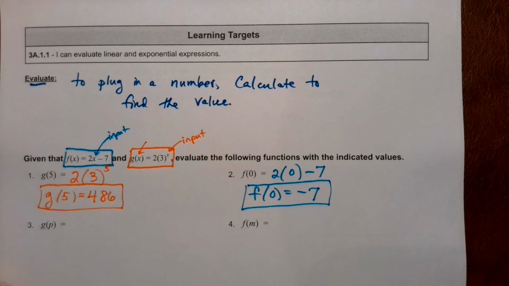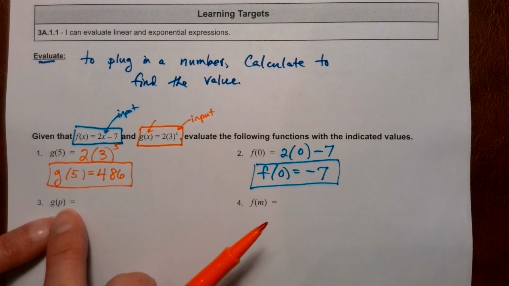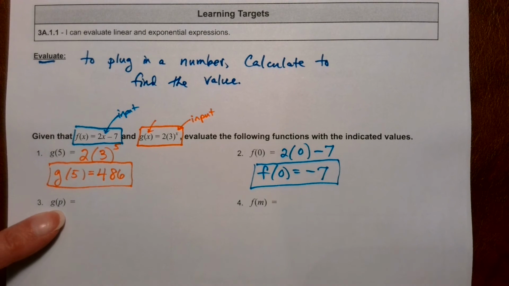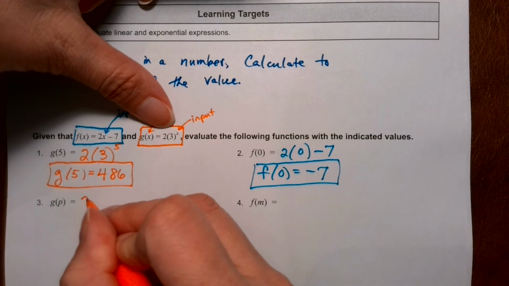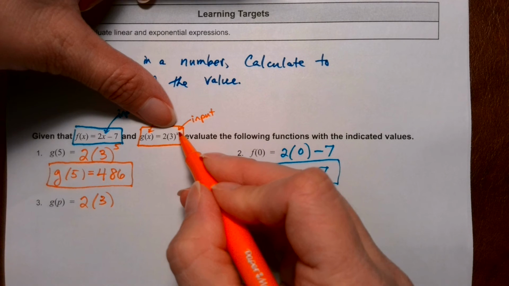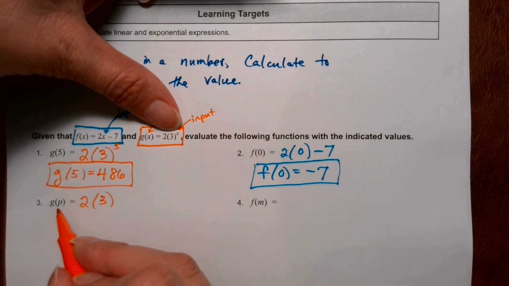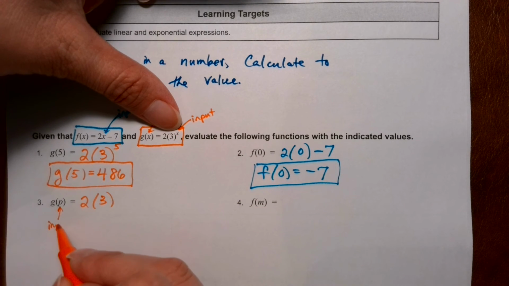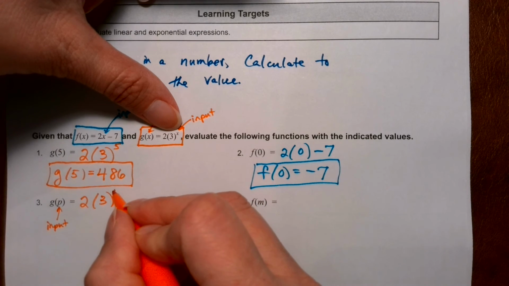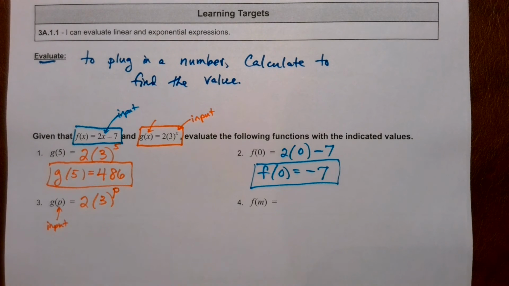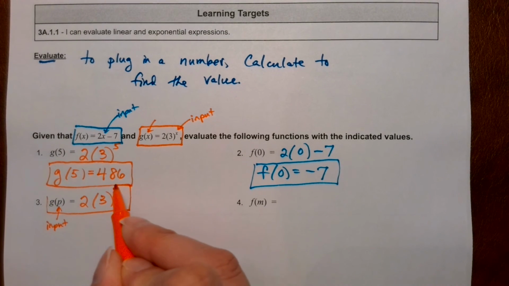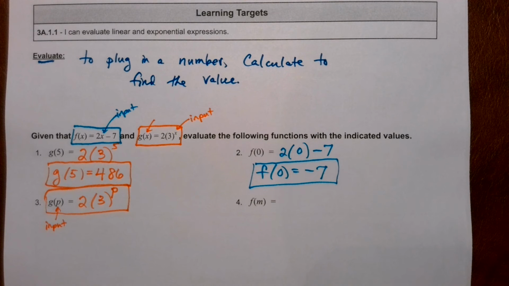Number 3, can you plug in a letter? Sure, my input is going to be a variable. So let's use the orange g function. It says 2 times 3 to the power of input. And what are we putting in? Our input is a p, so my exponent is going to be a p. I can't calculate that. It's a letter, so that's all we do. We are done. Can you put in a letter? Sure. Sometimes the variables are even easier because there's no calculation.